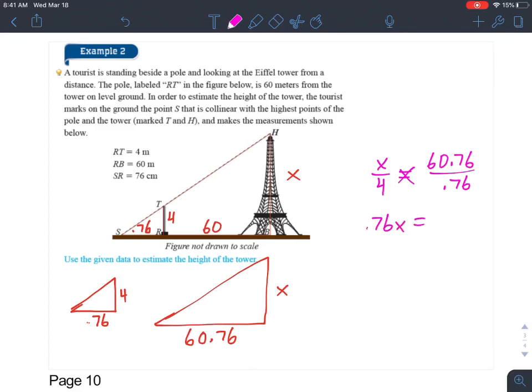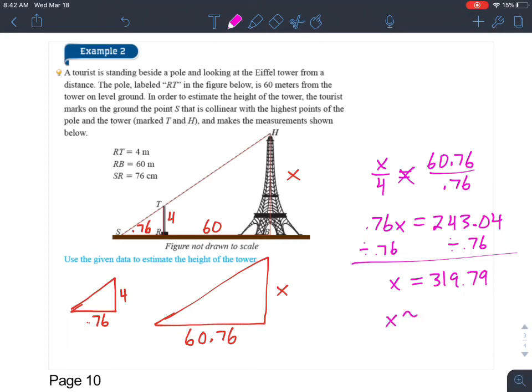We cross multiply, we get 0.76x is equal to, and when we multiply that part, 243.04. Then we have to divide by the 0.76. And what we get is 319.79. So that means that x is about 320 meters. Some of you might be arguing that doesn't include the height of the person.